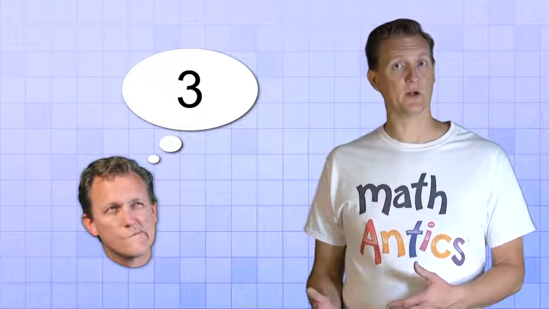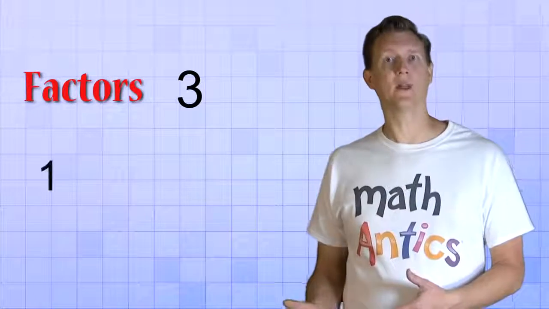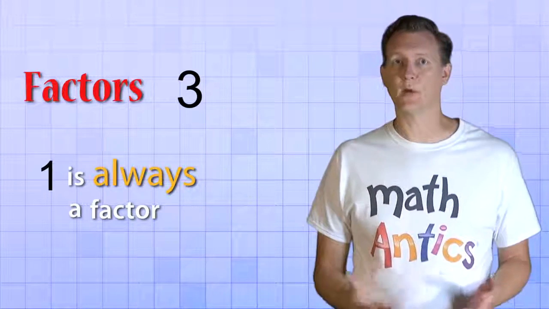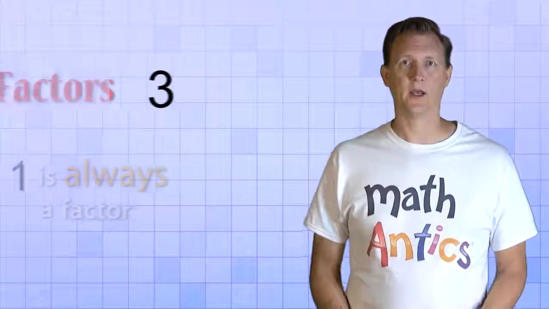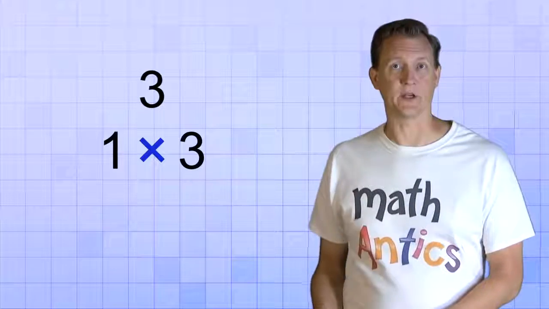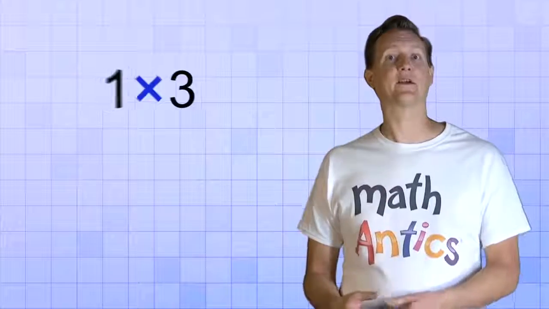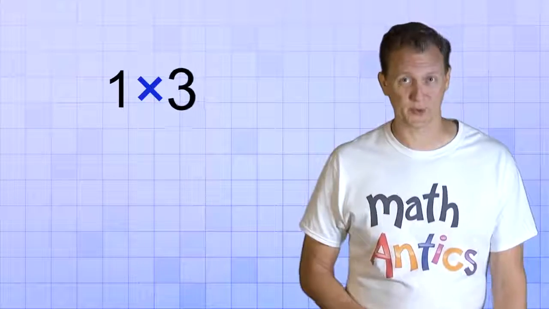Do you remember when we learned about factors? We learned that 1 is always a factor of any number. And that's because multiplying by 1 doesn't change a number. 3 and 1 times 3 are the same value. So if you have the number 3, you can factor out a 1 and you have 1 times 3.